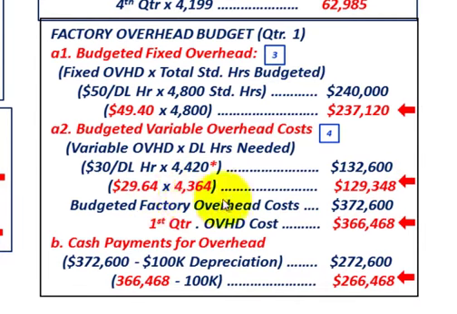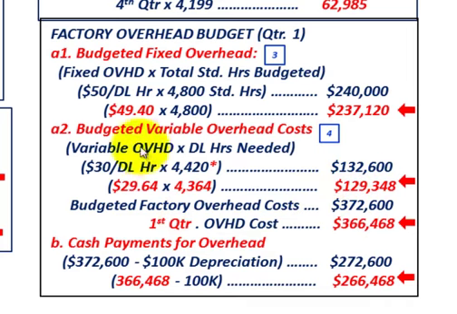And then budgeted factory overhead, same thing. You want to look at your overhead costs for the first quarter. Let's just say you had $372,600. So for the first quarter overhead cost base, we want to move it down to $366,468. So you see what's going on here. You've had the beginning of the period rate, and then for each quarter you've established some new rates based on your cost reductions.